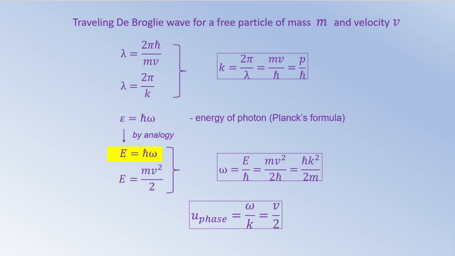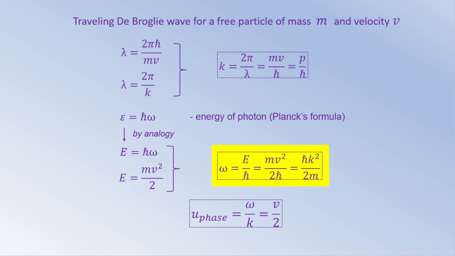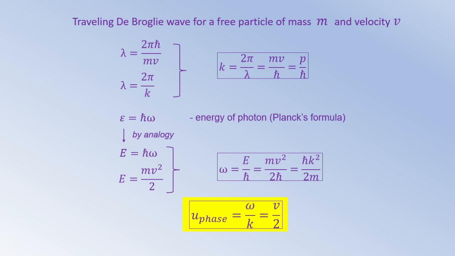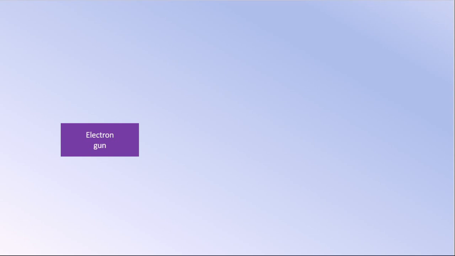E is h bar omega. But the energy E of the free electron is mv squared over 2. Then we have omega equals mv squared over 2 h bar, or omega is h bar k squared over 2m. The phase velocity of the de Broglie wave is omega over k, or half of the particle velocity v. This is a paradoxical fact.